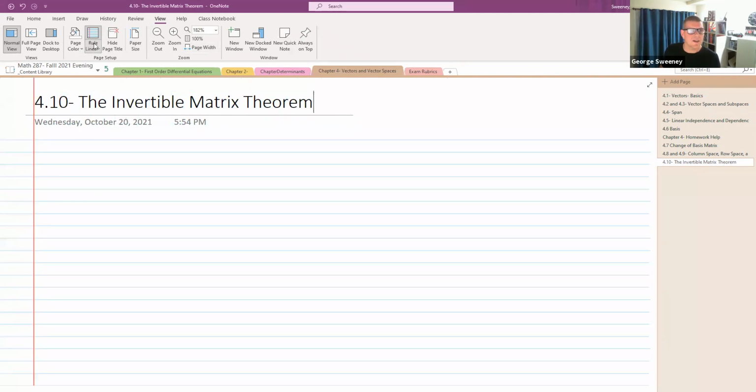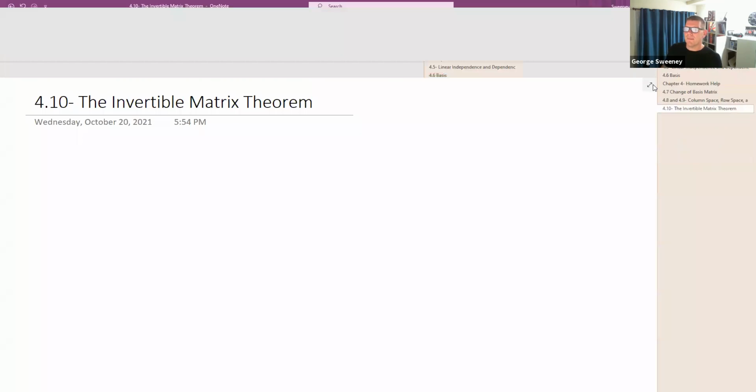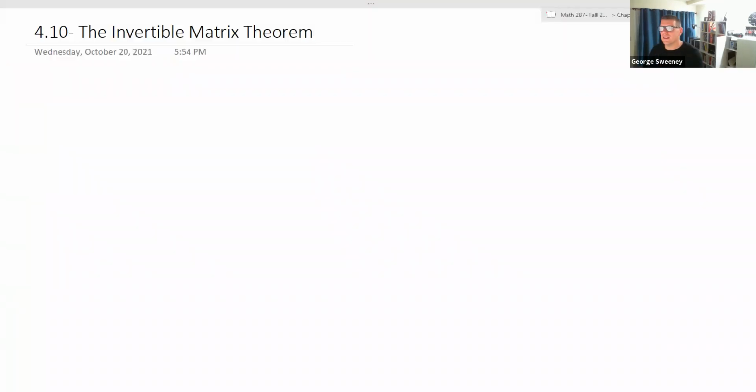You know what, actually, we're going to go with no rule lines, because I'm going to do a concept map. This is the invertible matrix theorem. If you want to see all the statements, like "the following are equivalent," you can go look at it in your book. What I want to do is draw connections. I think that's actually going to make a difference. So I'm going to create a concept map. So this is the IMT.